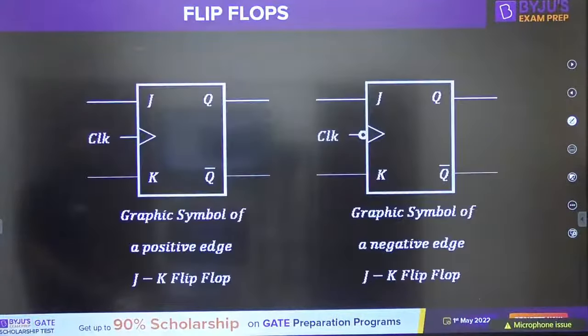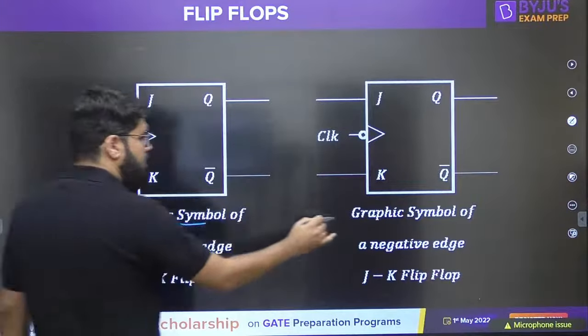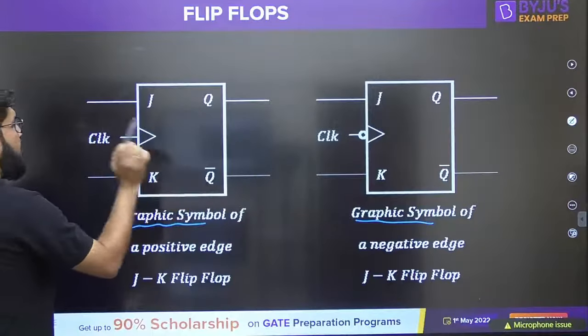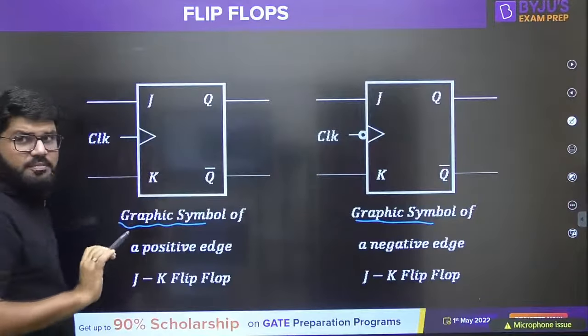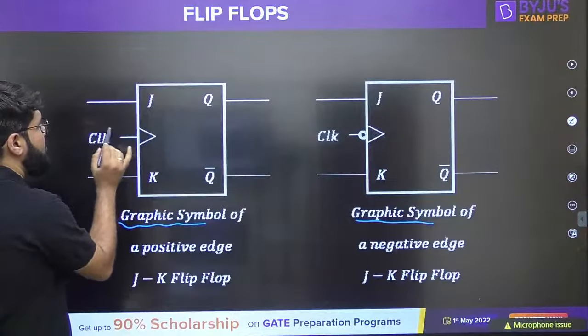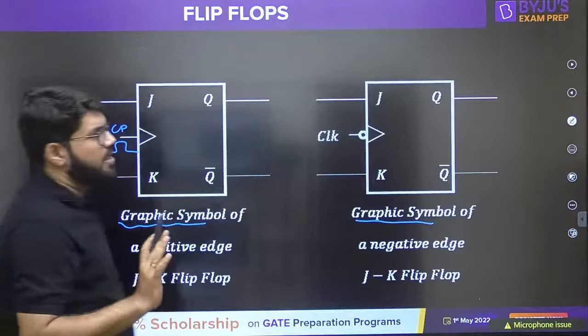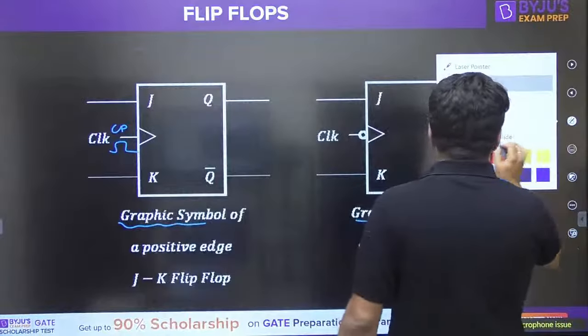Now we'll make small changes in the graphic symbol. This is the graphic symbol. Same, it contains two inputs J and K, and two outputs Q and Q bar. But how we were representing the graphic symbol of a latch, it was simply represented as CP and there was a pulse. Here we don't show any pulse because this is not responding to the pulse duration.